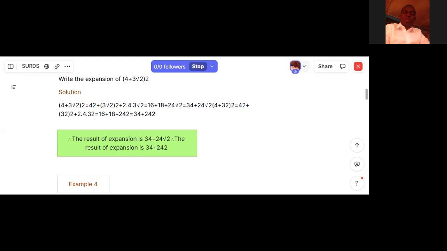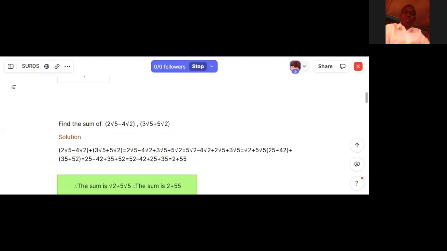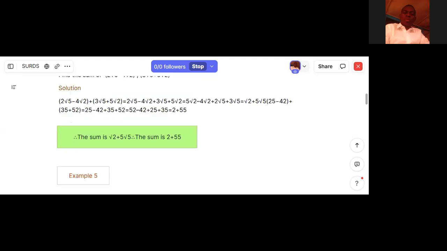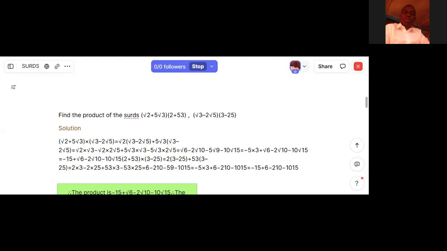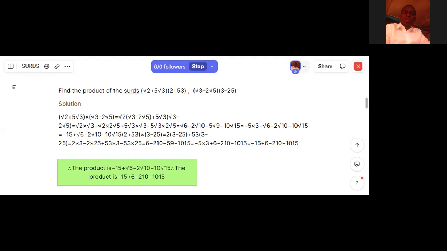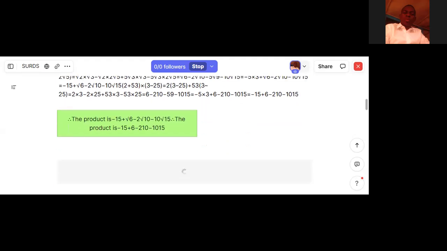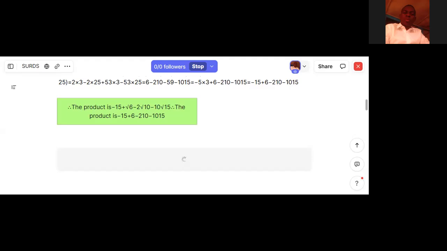Expansion: surd expressions or binomial expressions in surds can be expanded. You have the square of 4 plus 3 root 2, simply for you to expand, just like you would in usual algebra. Further examples are shown to you on the screen on products of surds, expansion, where you have to open up brackets to simplify.